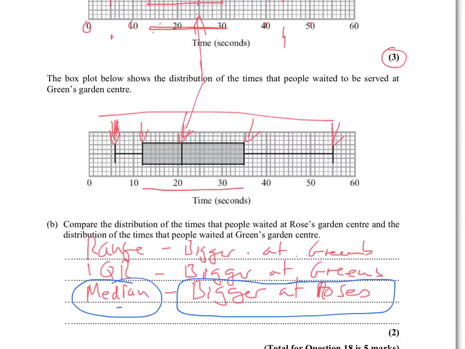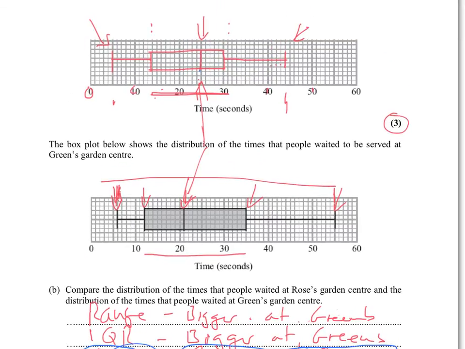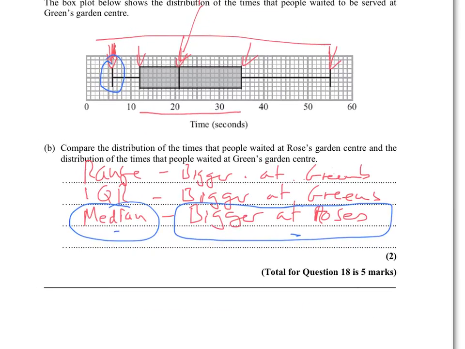So if the median is bigger at Rose's, that means that on average people waited longer at Rose's. You can't say people waited longer, you need to say that on average they waited longer, because not every person waited longer necessarily. If you look at it, the shortest wait time down here is actually smaller at Rose's Garden Centre than it was at Green's Garden Centre. So we've got to be a bit careful there. You can't just say they waited longer. If you say they waited longer on average, that will do. But make sure that you write down these 3 comparisons every time you get that question. And if you can then make one of them in context as well, that's full marks.